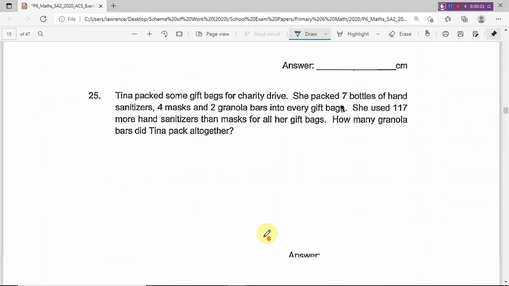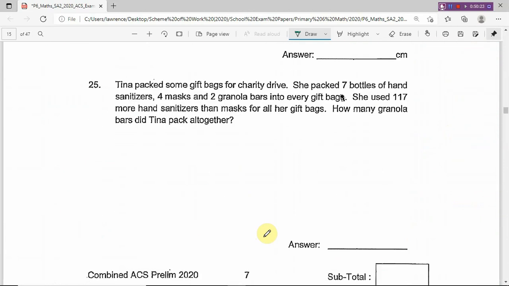Question 25. There is a method here. You read the question. Tina packed some gift bags. She packed 7 bottles of hand sanitizer, 4 masks, and 2 granola bars into each gift bag. She used 117 more hand sanitizer than masks for all her gift bags. How many bars did she pack all together?